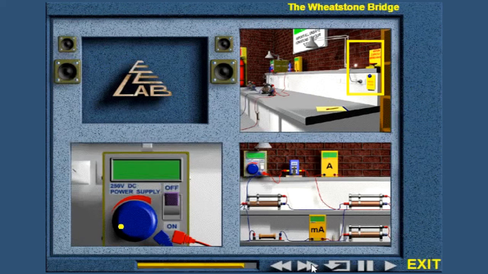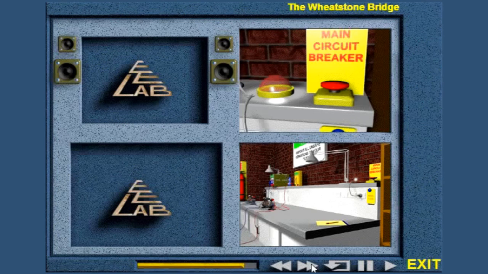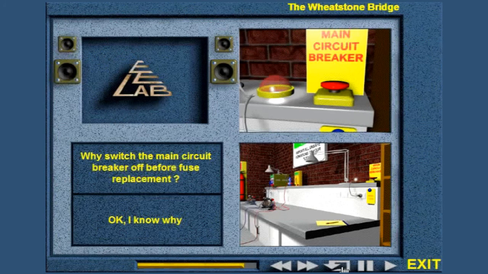If you don't do it, you can blow a main fuse situated at the right-hand end of the bench. But remember, before any fuse replacement, switch the main circuit breaker off. If you don't know why, press "Why switch the main circuit breaker off before fuse replacement?" If you know why, press "OK, I know why."